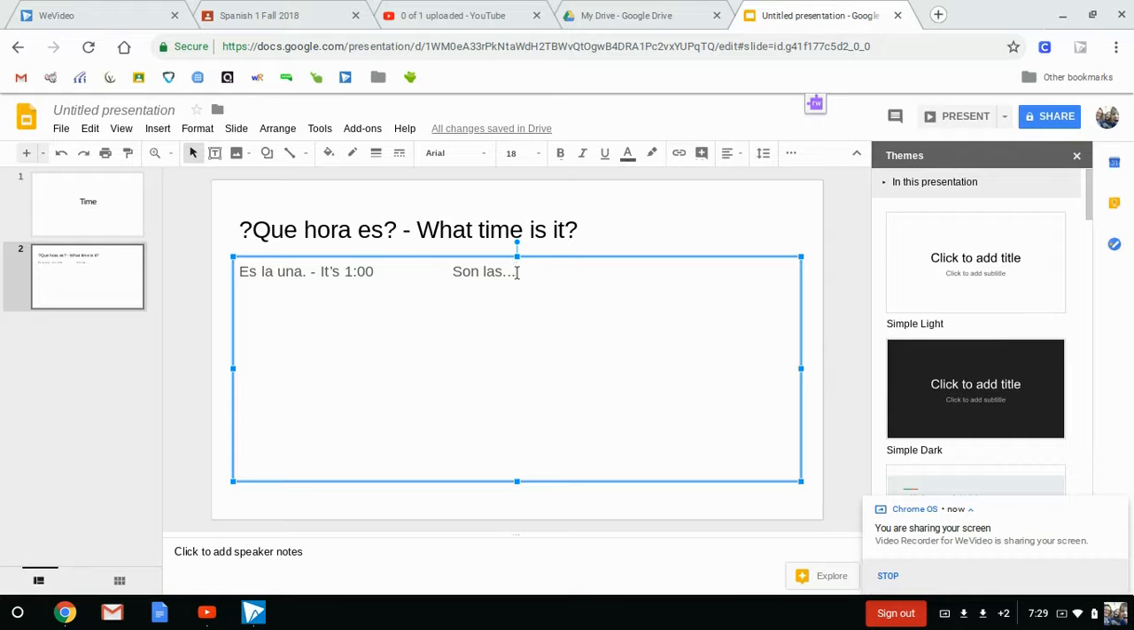So if it is any other hour, son las dos, it's 2 o'clock. Son las tres, it's 3 o'clock. Son las cuatro, it's 4 o'clock. So you just change that hour based on the time. Write that down in your interactive notebook. Es la una, it's 1 o'clock. Son las dos through doce, it's 2 o'clock through 12 o'clock. So if you want to say it's 8 o'clock, son las ocho. So that is how you do it on the hour.